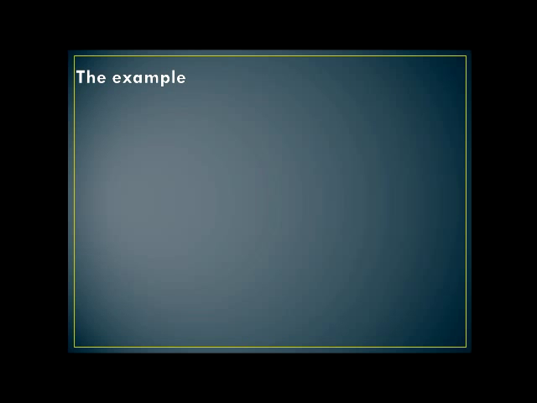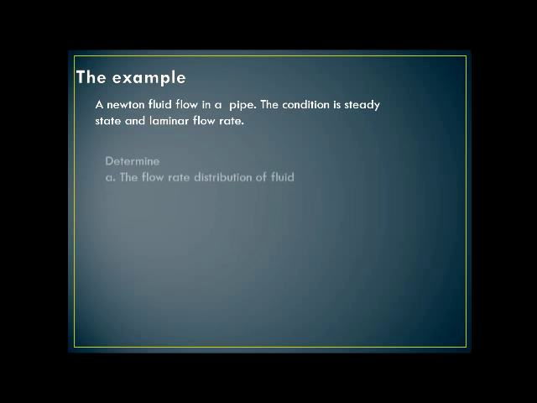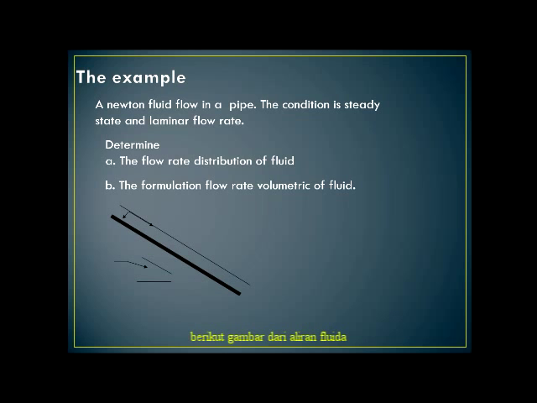The example: Newton fluid flow in a pipe. The condition is steady state and laminar flow rate. Determine A, the flow rate distribution of fluid, and B, the formulation of flow rate volumetric of fluid. This is the figure.